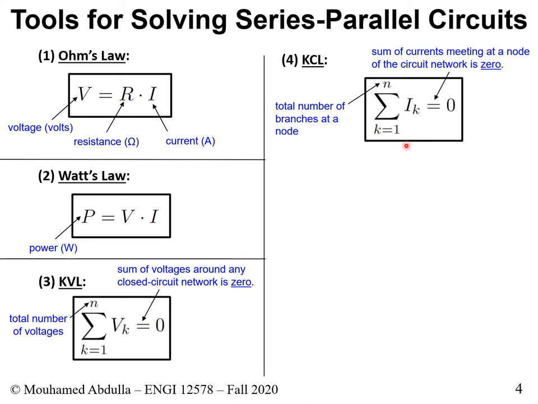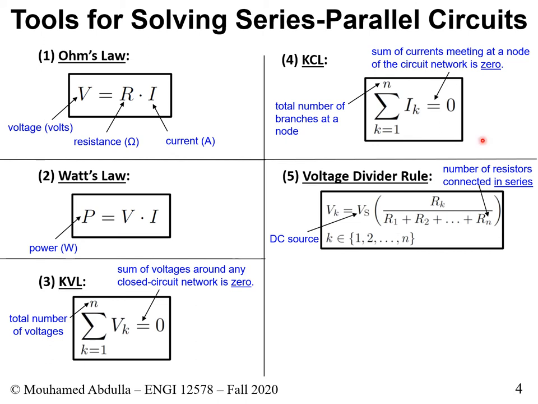So if a current goes into the node, that's positive. If a current leaves a node, that's negative. And you add that, and that should add up to zero. And here N is the number of branches at a specific node. So for every node, you could have a relationship like this. So KCL is the fourth one that is critical for you to have.